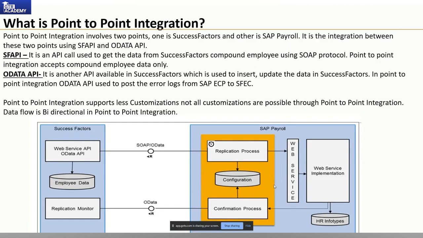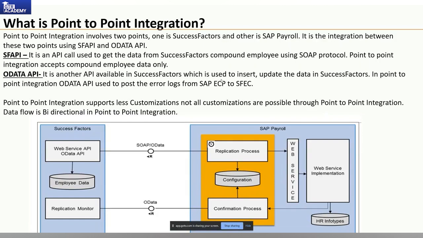So, SF API, what I understand is that data comes from EC to update the info types and whatever is required for the payroll. I just want to know how it works from ECP to EC, in the sense of OData. As I said, if you want to push the payroll results to the EC system, then it goes through OData APIs.